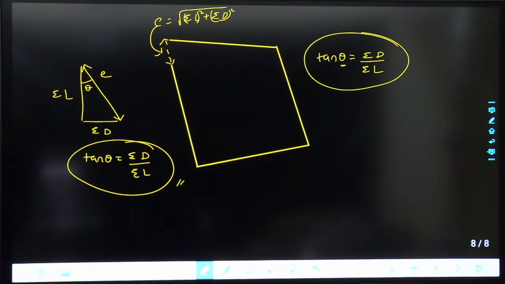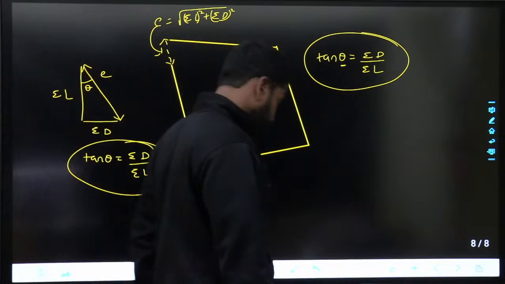Yeah, we'll do the numerical parts, no issues. First I'll be clearing the concepts. Once the concepts are clear, I'll be taking the numerical parts. No issues with that.